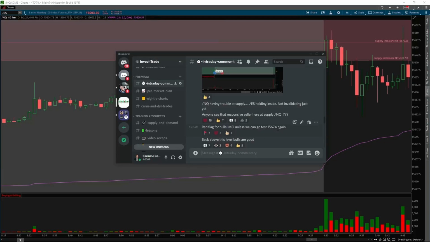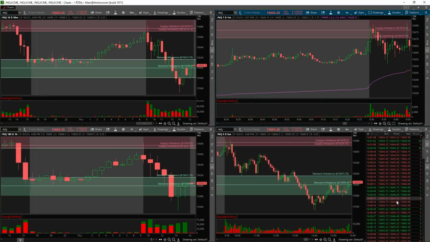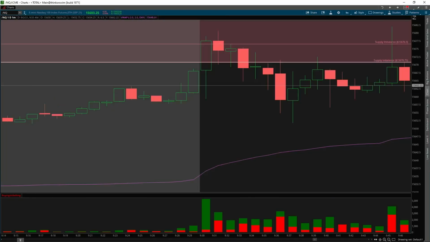Unless we could go test the 15674 back above it, bulls are good. Now, where I came up with that level was, if you're watching the orders hit the tape, at that point there were some aggressive buyers hitting around the 7.5 area or 7.4 area, 15674. So now we had buyers factored in, got absorbed by that seller up there.